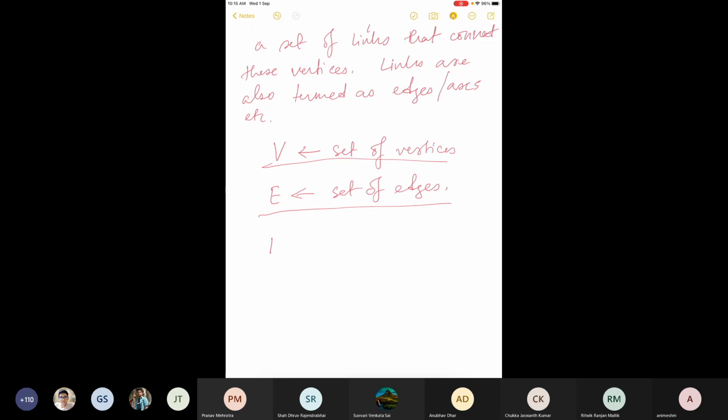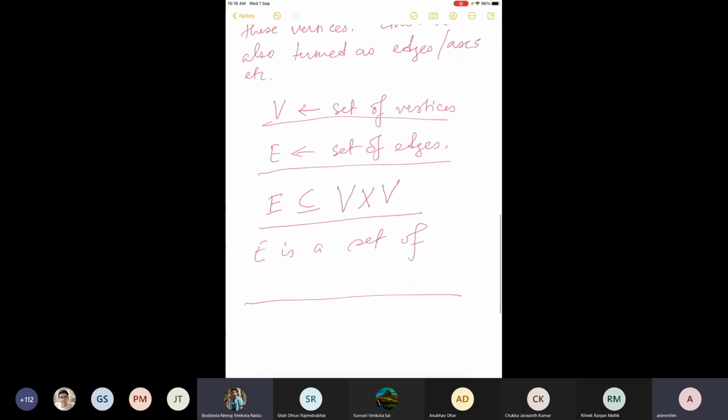Further, E is a subset of, so have you started relations etc. in discrete math? Is that part started? Binary relations, Cartesian products? No, sir. Okay, but from your school days, you should be recalling what a Cartesian product of two sets is, right? Yes, sir. E is a subset taken from the Cartesian product of V cross V. Therefore, E is a set of what? Ordered pairs. Very good.